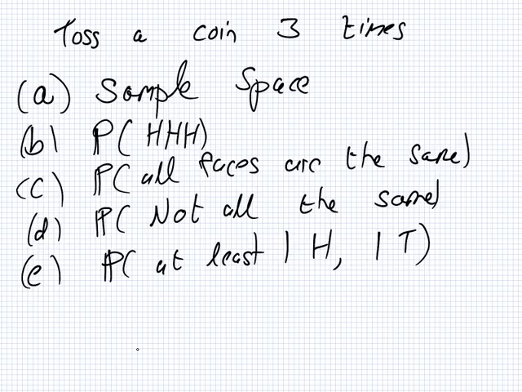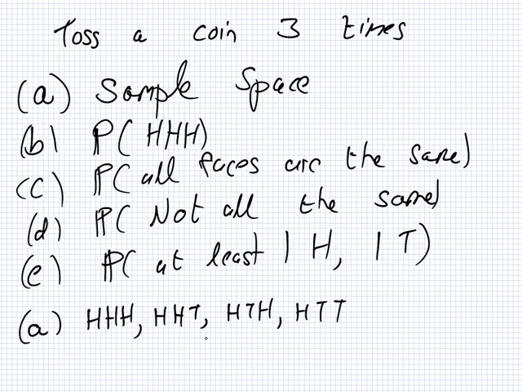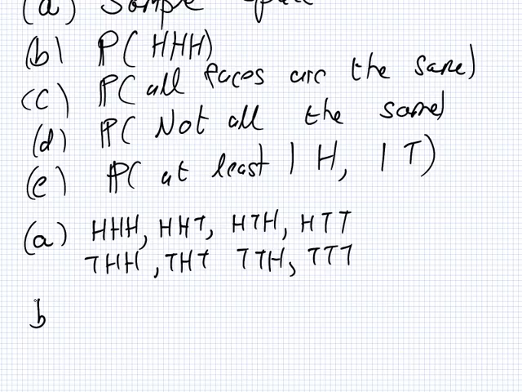Okay, nearly finished. How many events in the sample space? Okay, let's have a look here. So A, we have heads, heads, heads, heads, heads, tails, heads, tails, heads, heads, tails, tails, tails, heads, heads, tails, heads, tails, tails, tails, heads, tails, tails, tails. So that's part A. Part B, the probability of getting triple heads is 1 over 8.